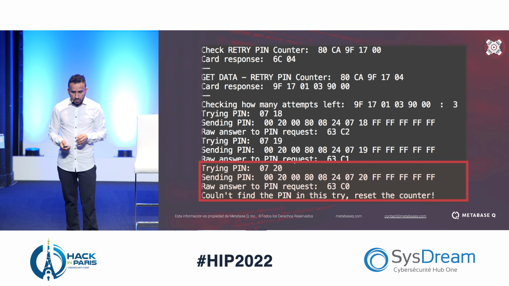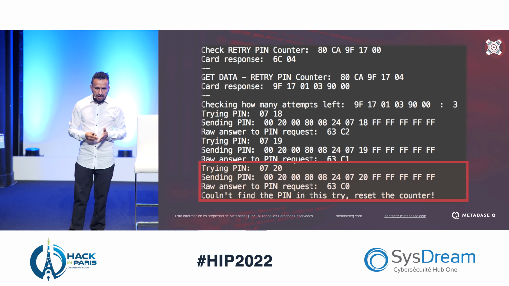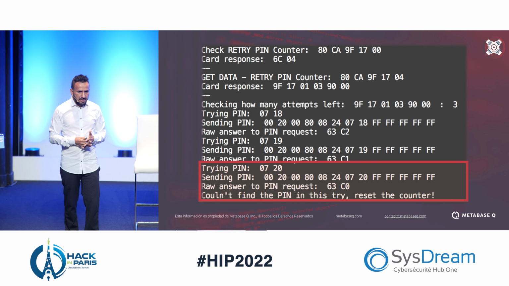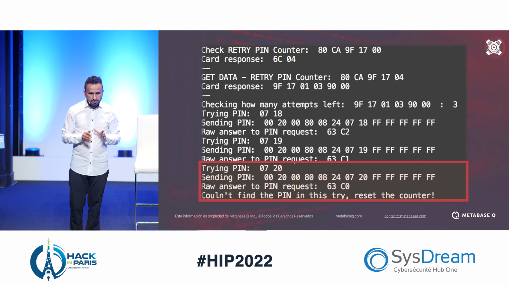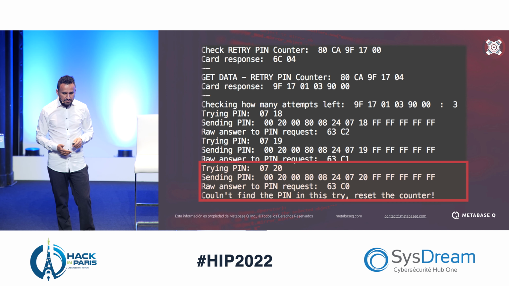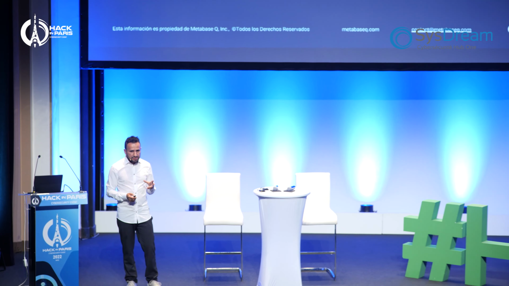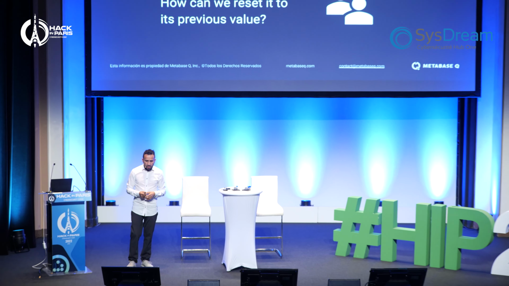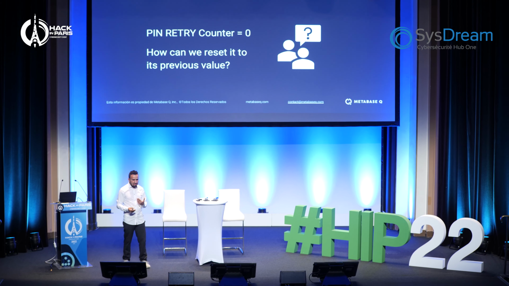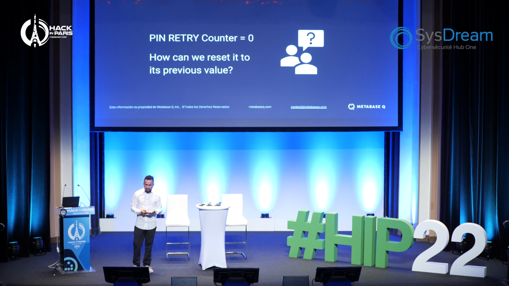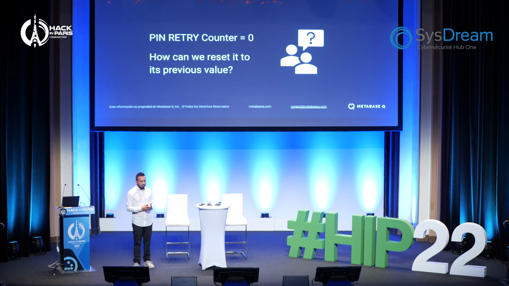And finally, we got the 63C0, which means none of the PINs I tried are correct, and now the card is blocked. So I cannot send more attempts to guess the PIN. At this point, the PIN retry counter is equal to 0, which means the card is blocked. So how can we reset it to its previous value, which was 3 in this case, to continue sending PINs to the card until we get the correct PIN? That's the main question.